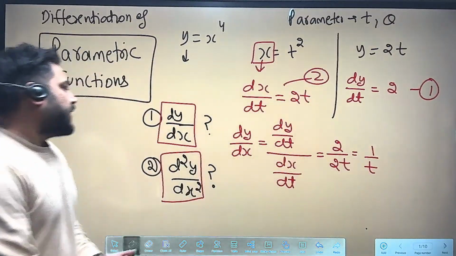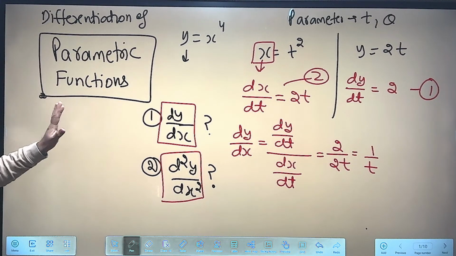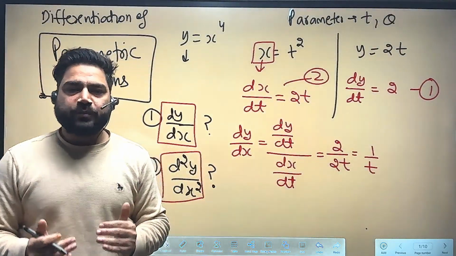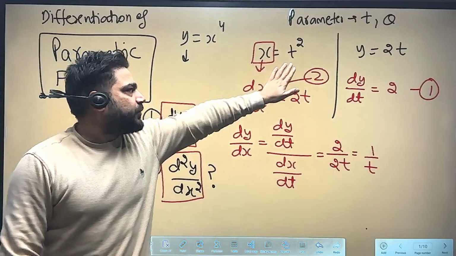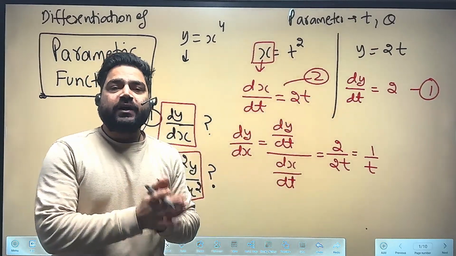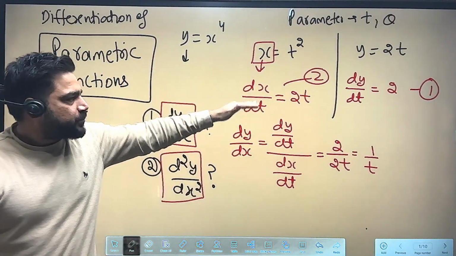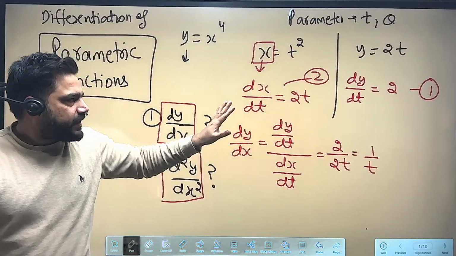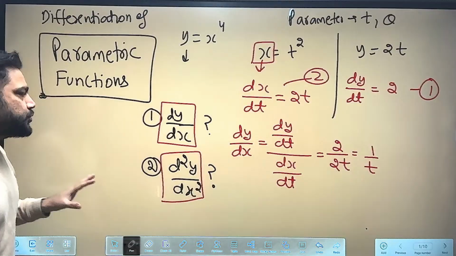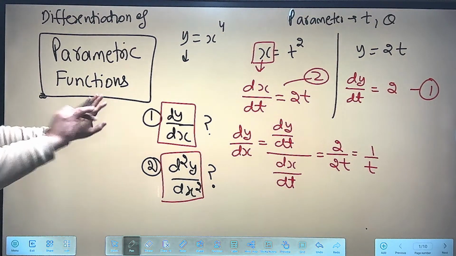So this way we can find the derivative of parametric functions or parametric forms. We have seen what a parametric form is. It is a form in which x is given in terms of a parameter, y is also given in terms of a parameter, and we need to find dy by dx. So we find dx by dt, we find dy by dt, and then we divide the y term by the x term. That is all we need to do to find the answer to all these questions. So this is the first way.